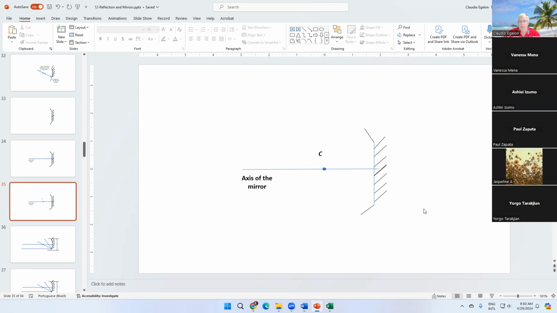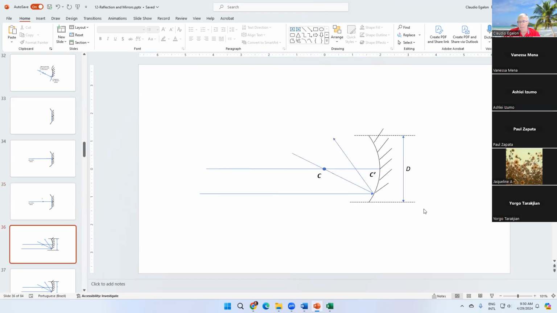And then we start playing with different types of light rays. We start with a collimated light ray. Here you go, a collimated light ray is going to be reflected towards a point that's midway between the center of curvature and the mirror.